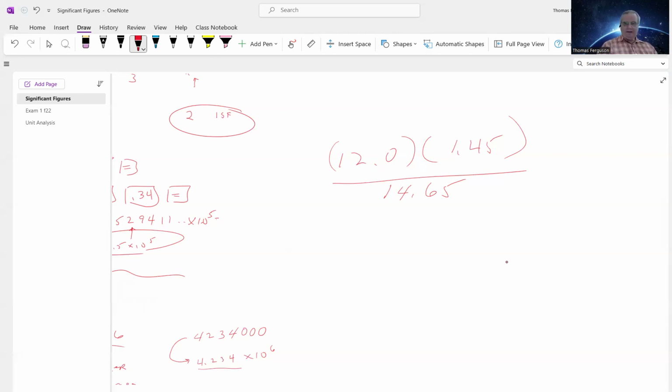Times what? 145. Now I'm not going to hit enter now. I'm going to press the divide key. I'm going to press the divide key only once, though. All right. Notice I didn't have to write down an intermediate step. I did it all in one step.